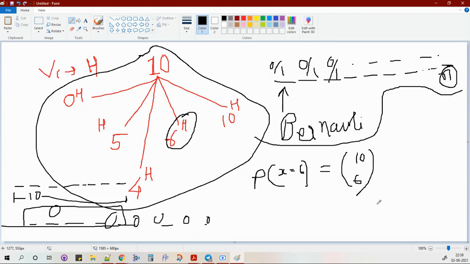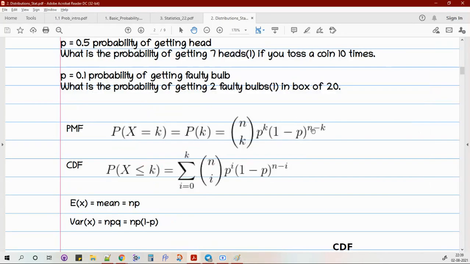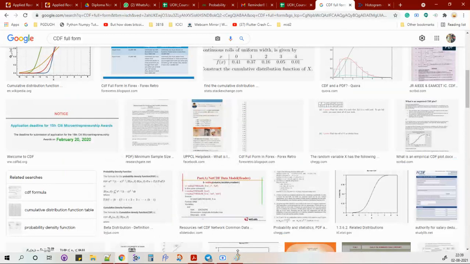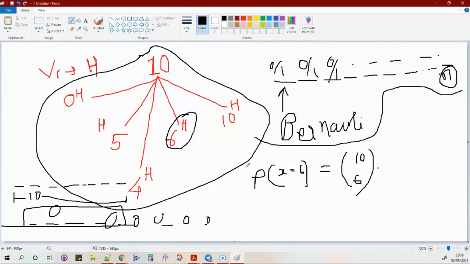Yes, so we need to count them all, multiplied by the probability of getting a head, right? So it is p and 1 minus p. What is the probability of a success event? The success event is nothing but getting a head. So the probability is 1 by 2 raised to k. How many heads do I want? 6. What is the probability of tail? Again it is 1 by 2.